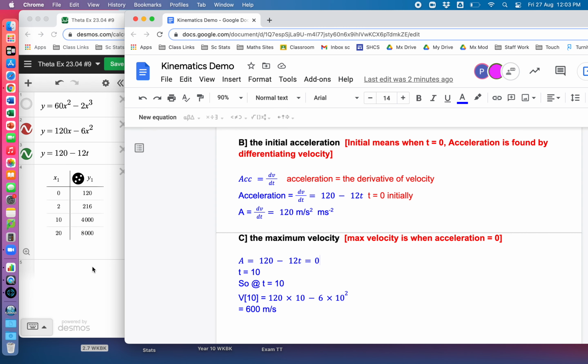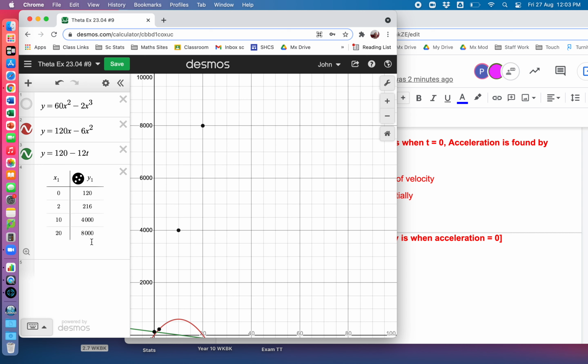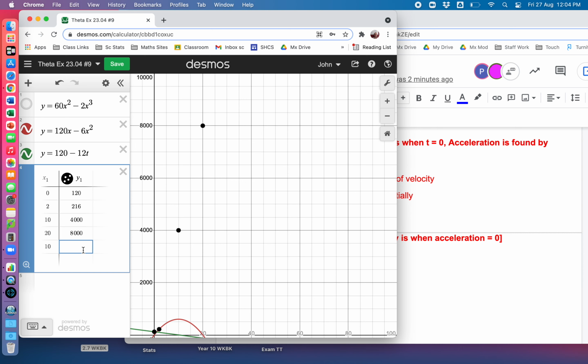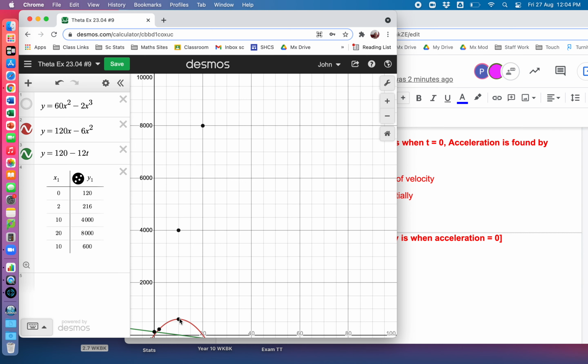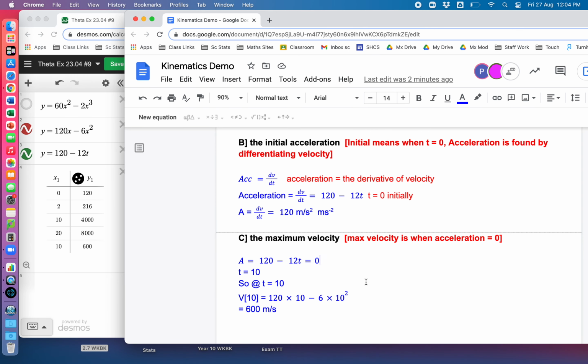Apologies. So if I go to my graph, and I missed a coordinate. So if I go at 10 and 600, so that's my velocity peaking there at 10 seconds in, 600 maximum velocity, as fast as it goes. Peak speed. Okay.